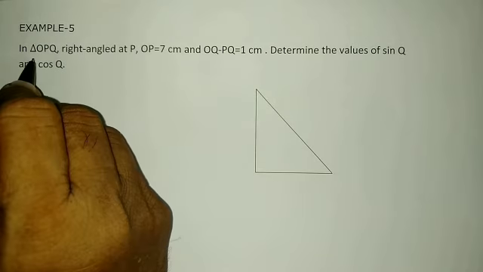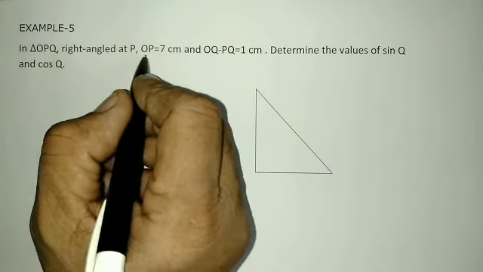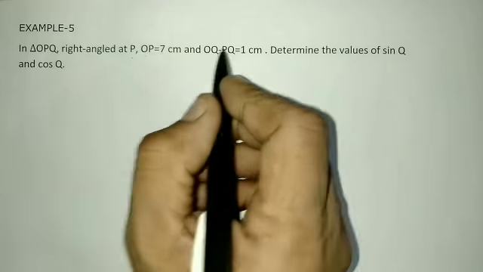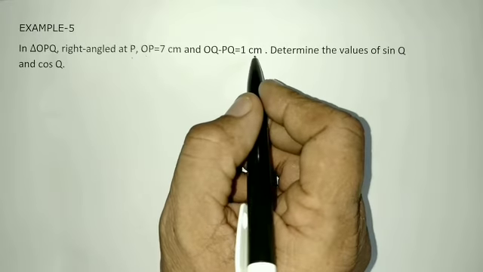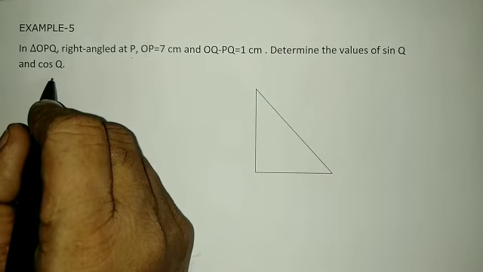Example 5. In triangle OPQ, right angle at P. OP equal to 7 centimeters and OQ minus PQ equal to 1 centimeter. Determine the values of sin Q and cos Q.